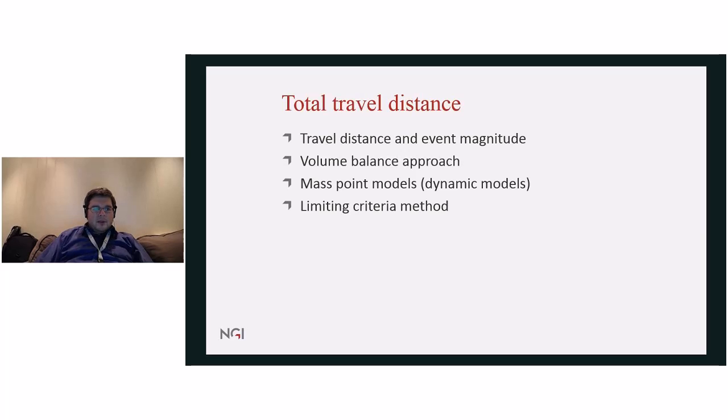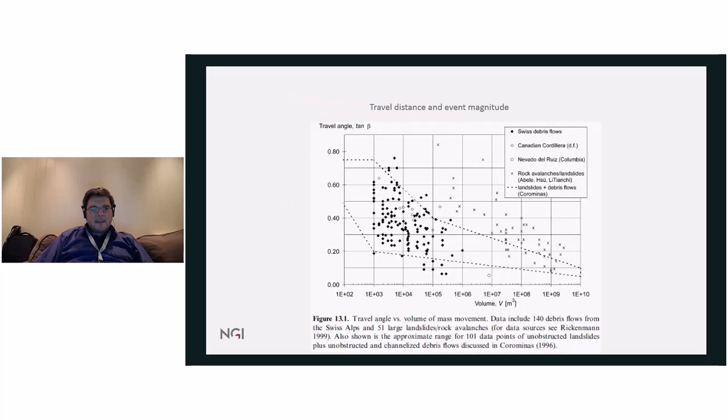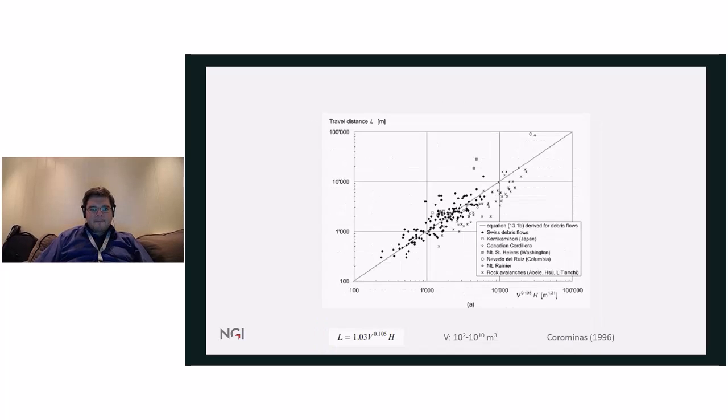For total travel distance, there are some approaches that are used, like these ones. There are also useful plots for preliminary evaluations of runout, where we can relate the travel angle or runout angle to the volume of the landslide. Also, we can relate travel distance to this formula that relates the volume and the run on the height.